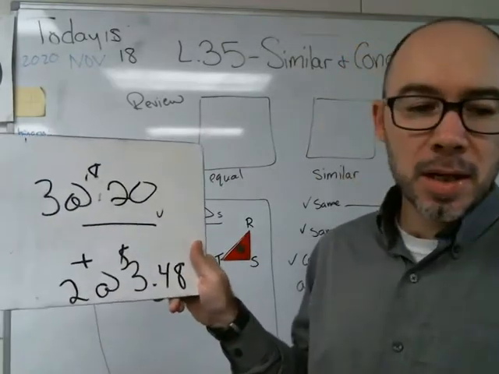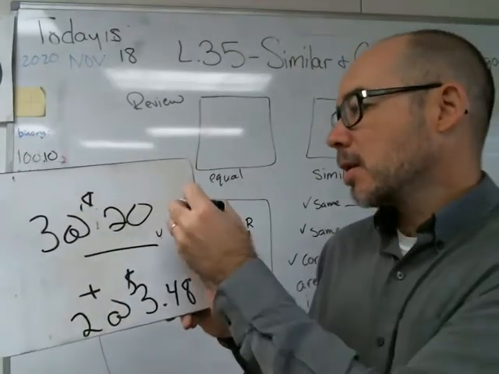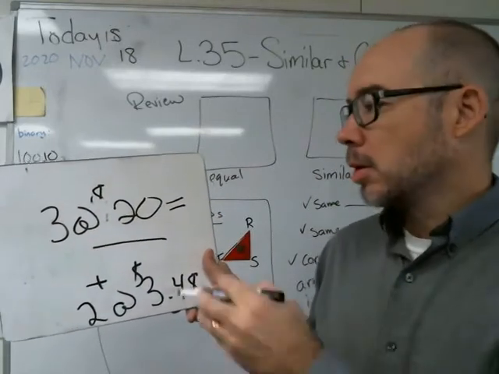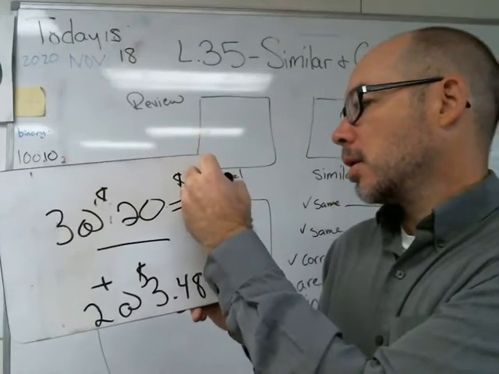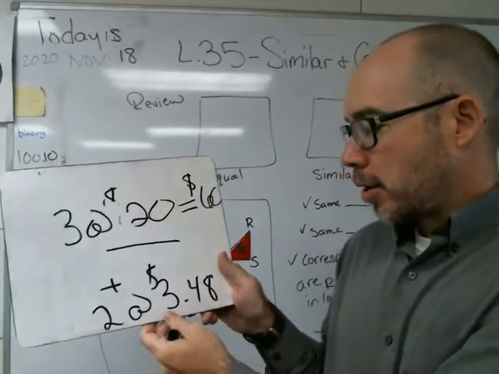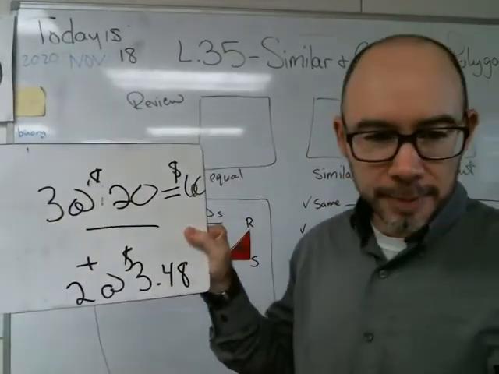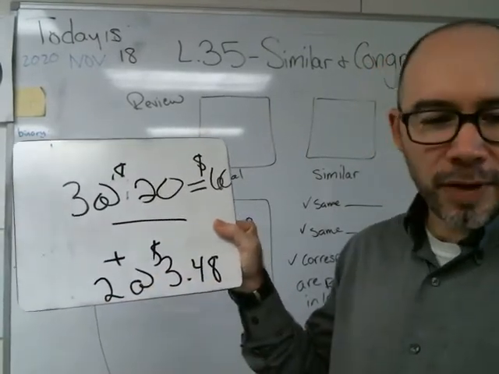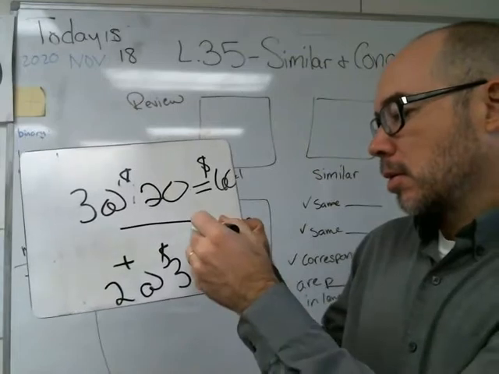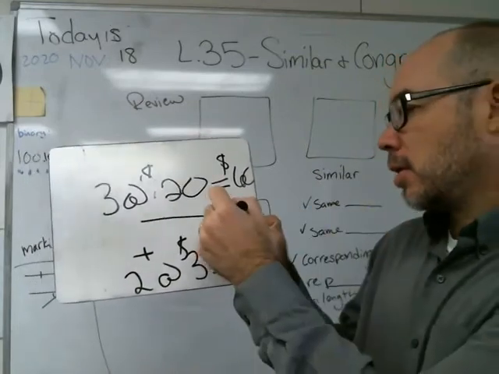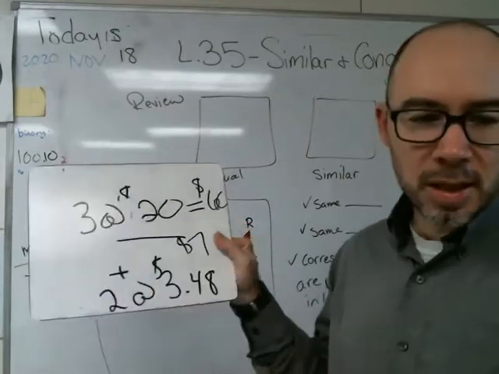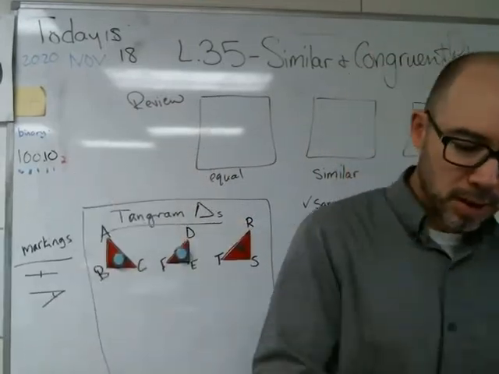Okay, so three $20 bills is how much money? 60. $60. And then $3.48 is close to what? $3.50, and twice the $3.50? $7. Okay. So we're approximately $67. Approximately $67.